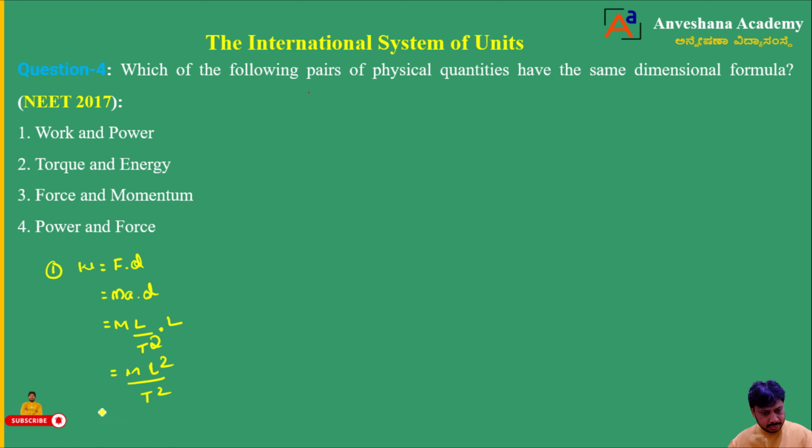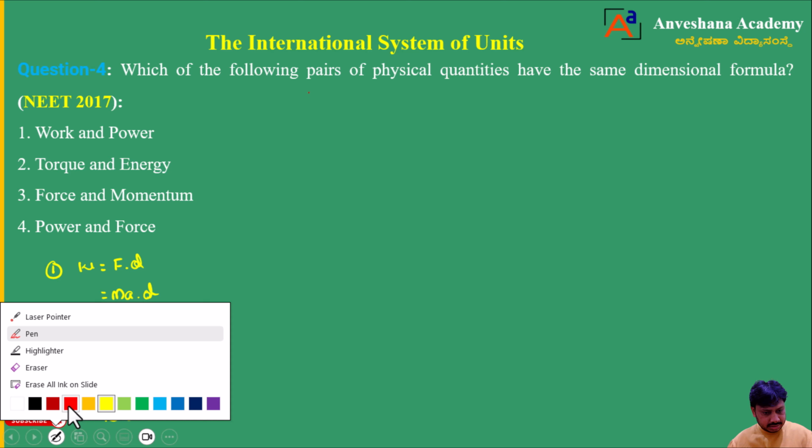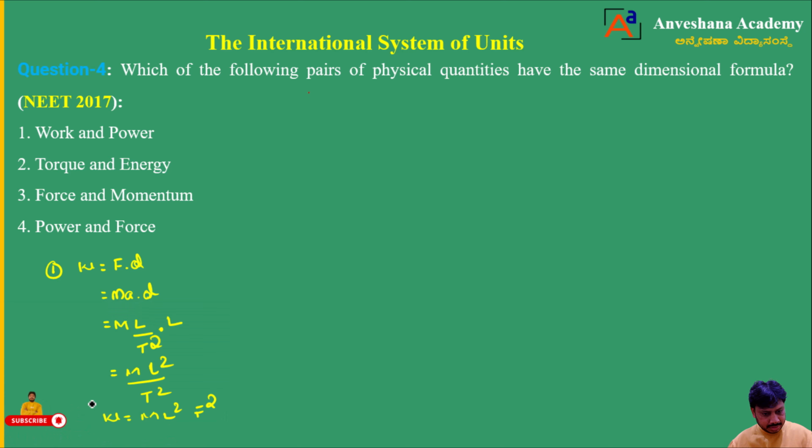So work is equal to M L square, and taking T square to the numerator, it becomes T to the power of minus 2. This is the dimensional formula for work.